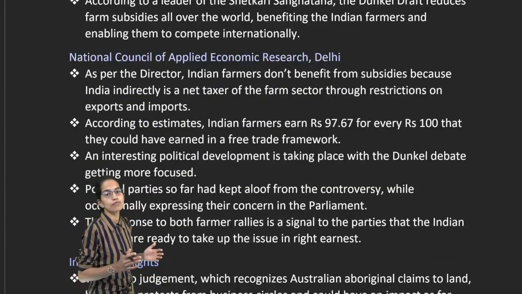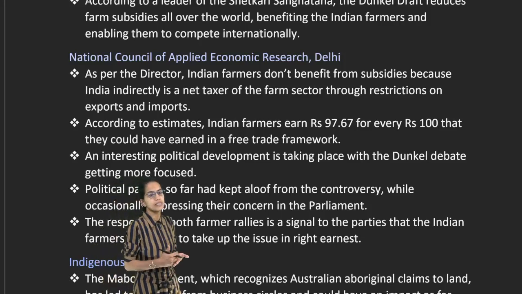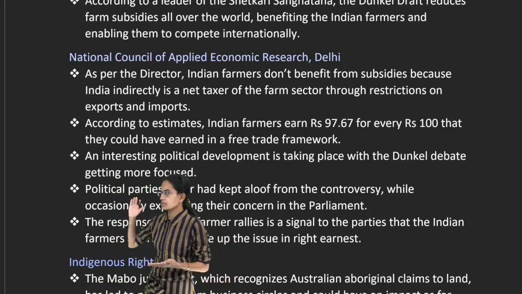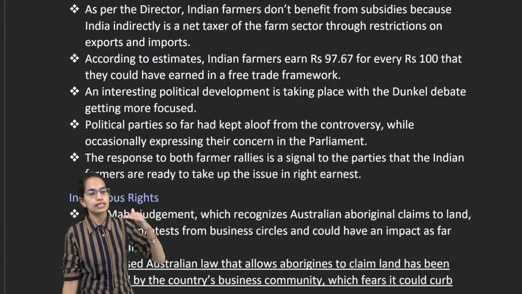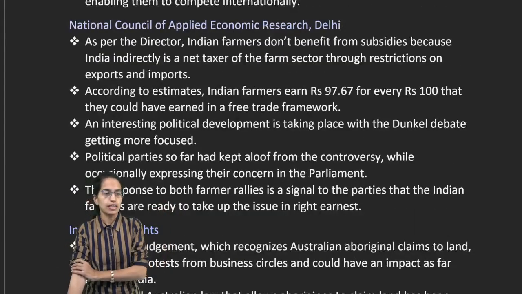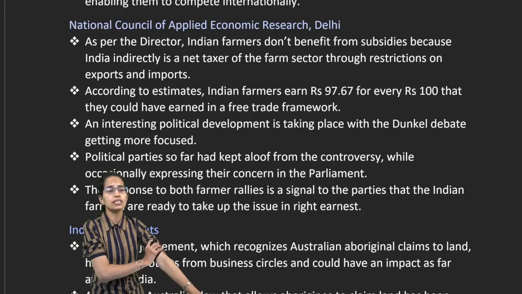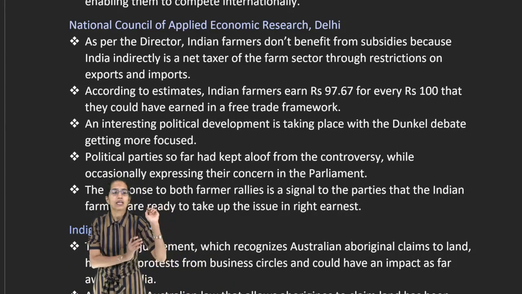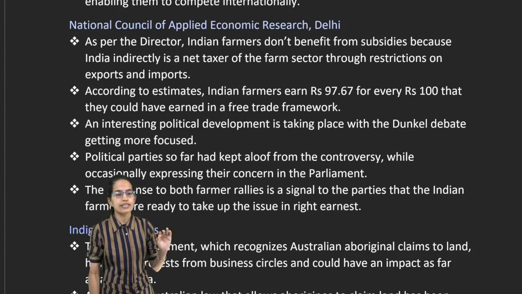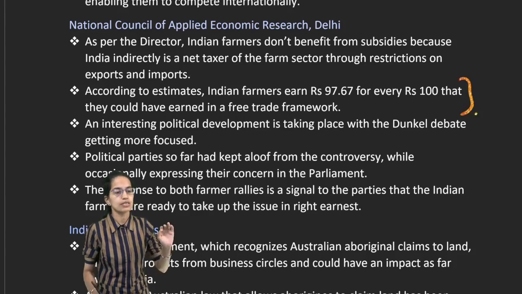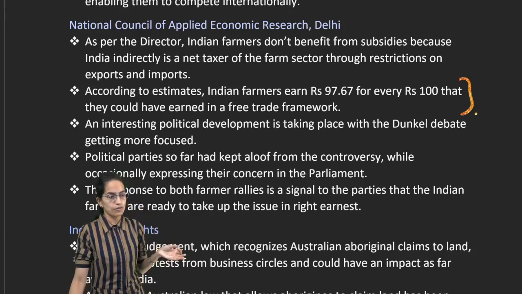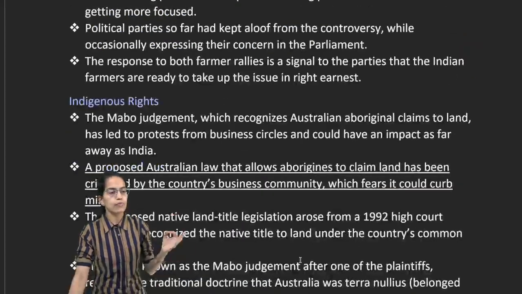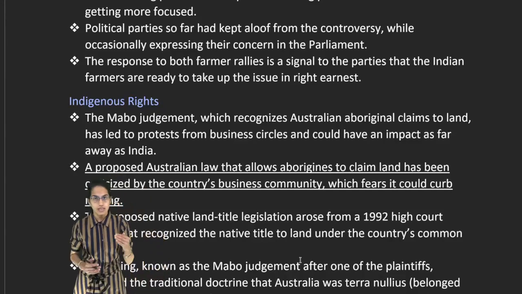The Dunkel Draft reduces the subsidies for farmers globally, but it benefits the farmers in India so that they can compete in the international market. As per the National Council for Applied Economic Research, Indian farmers earn 97 rupees for every 100 rupees that they could have earned in a free trade framework. So there is a very important reason to improve things from our end.